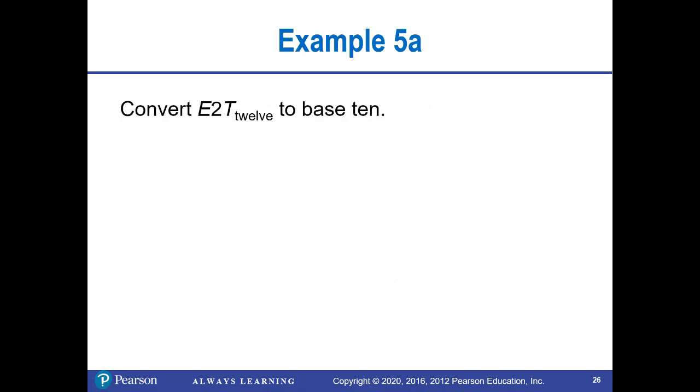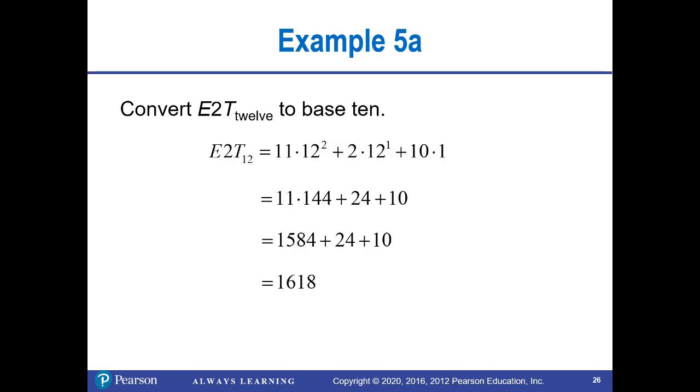So if we have the number E2T, base 12, and we want to convert that to base 10, this is what we do. It's the same approach that we've done before. We have E groups, that is 11 groups of 12 squared, plus 2 groups of 12 to the first, plus T, which is 10 groups of 1, or 12 to the 0. So 12 squared is 144. When we multiply this out, we end up with 1,618.